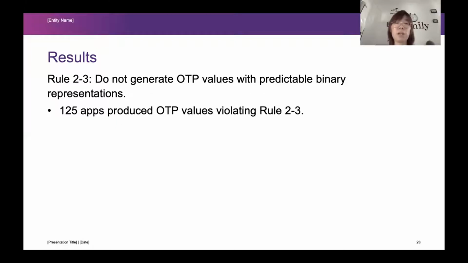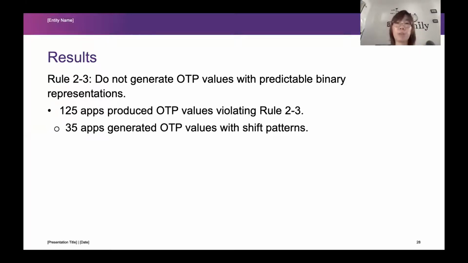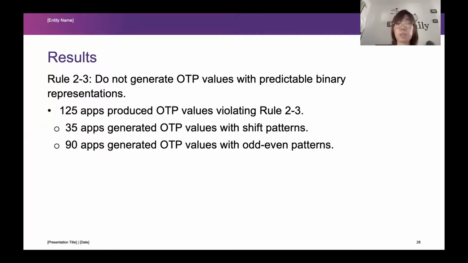So in total, although we cannot identify any patterns from their decimal formats, we tried to analyze their binary formats, and we found that 125 applications actually have a specific pattern in their binary. 35 of them generate OTP values with shifting patterns, and 90 of them generate OTP values with odd and even patterns, which means there is either 0 or 1 at the last digit of the binary format.